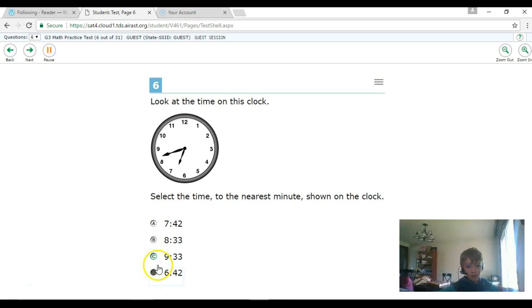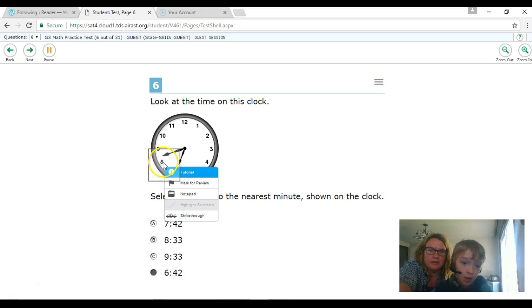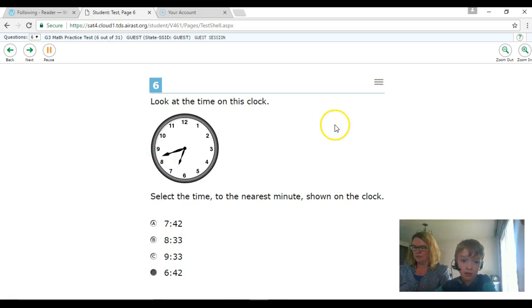Because I didn't know you knew how to tell time yet. Oh, Mrs. Trammell told me. So tell me, even though it's close to the 7, if it's not at the number, it has to be the one prior. And then do you know you count by 5s? So this is 5, 10, 15, 20, 25, 30, 35, 40, and then 41, 42. Okay, good. Okay, next.